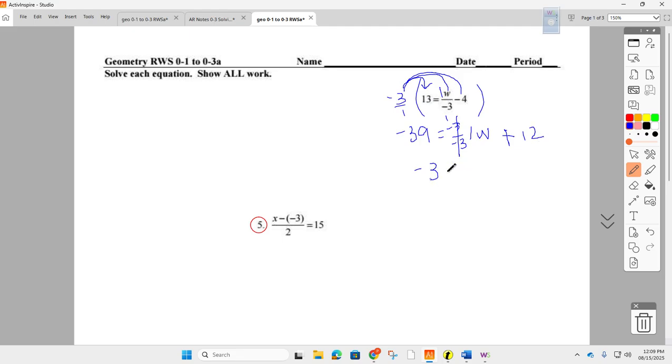So what we have, get rid of the cross out stuff, is -39 equals W plus 12. And now we're going to subtract 12 from this side. And W equals, with our W on the left side, W equals -51. There is another way to do that, if you're interested, and I'll go back and work it the other way. Any questions on number 3?